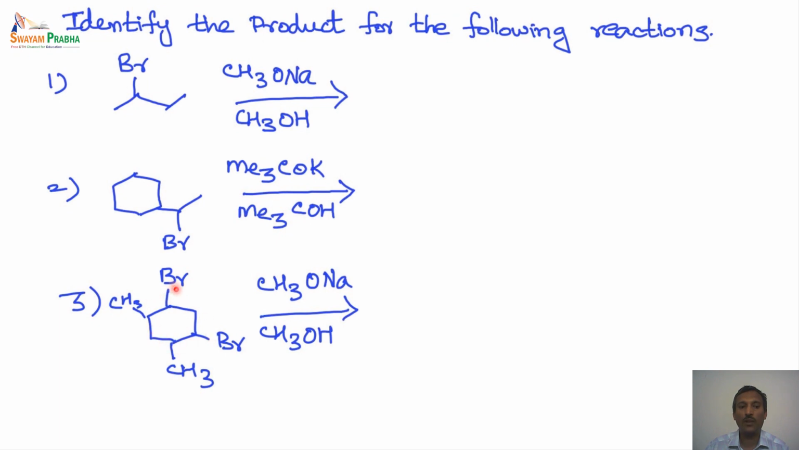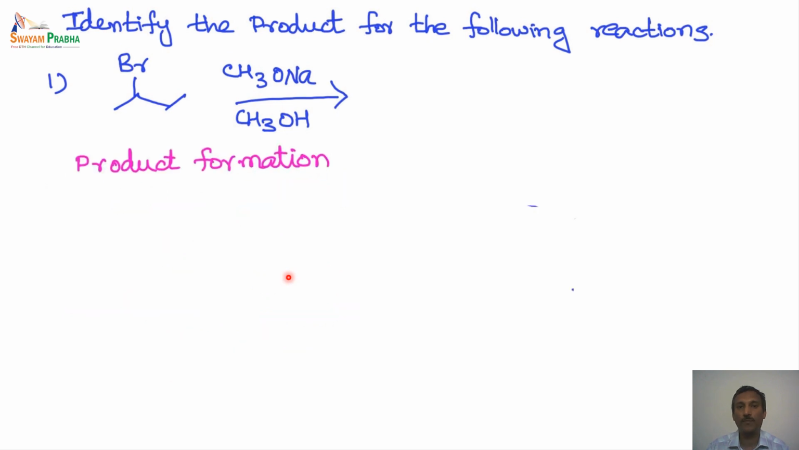And we also have a dibromo dimethyl substituted cyclohexyl derivative. This is treated with sodium methoxide. So we need to identify what is the product formed. Here we are using a strong base in all the cases, so we can assume that this reaction is going to lead to elimination.